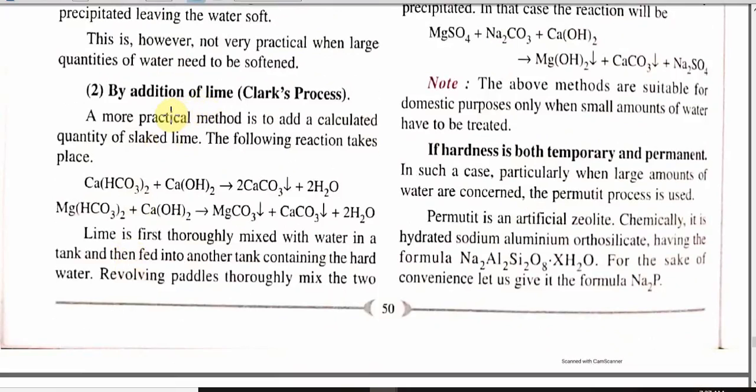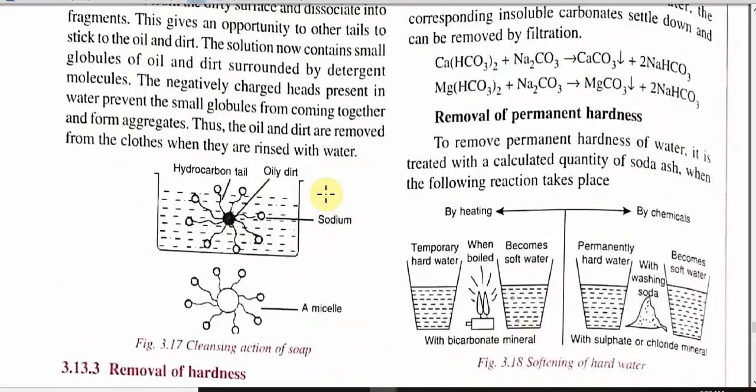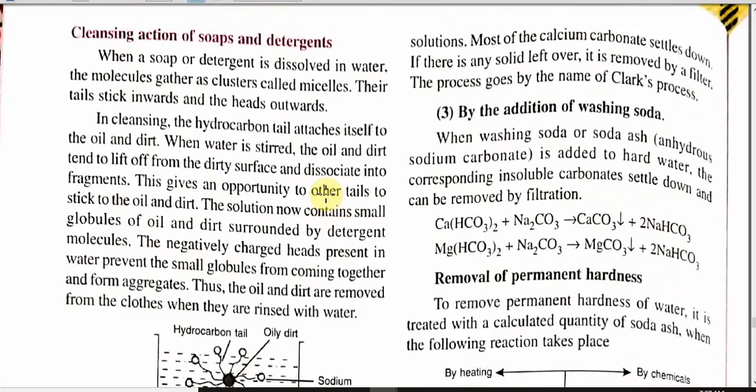The second method is the Clark process. A more practical method is to add a calculated amount of slaked lime. You can see slaked lime is calcium hydroxide. Now calcium hydroxide reacts with this calcium bicarbonate and calcium carbonate is precipitated, and this is actually soft water. So the Clark process is rather convenient and less costly.